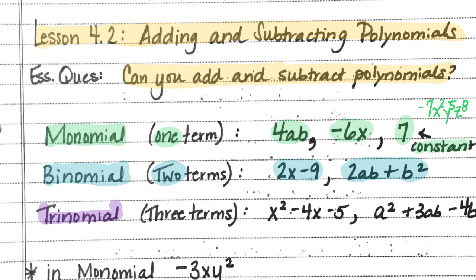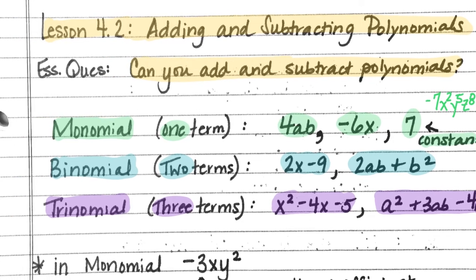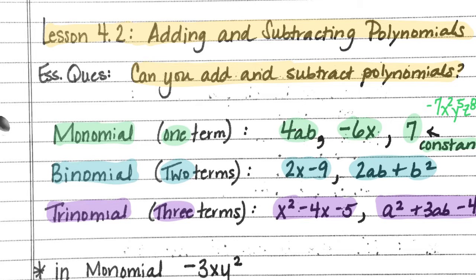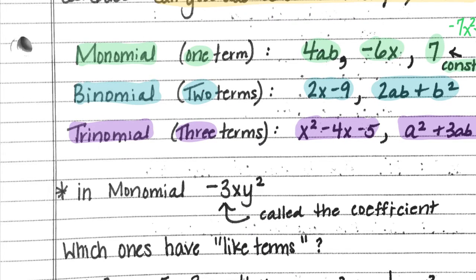A trinomial has three terms. X squared minus 4x minus 5, a squared plus 3ab minus 4b squared. Okay, this is called a trinomial. Anything with multiple terms, 3 or 4 or more, is called a polynomial. All right, so in the monomial negative 3xy squared, notice that we call negative 3 the coefficient. This is called the coefficient.